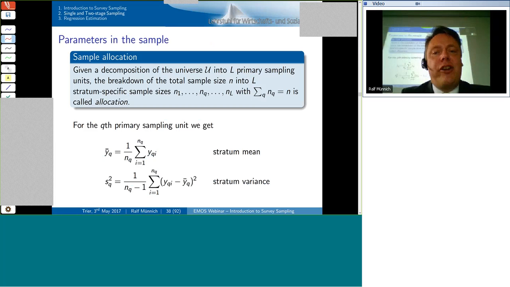Given a decomposition of the universe into L primary sampling units, the breakdown of the total sample size, small n, into L stratum specific sample sizes, n1 to nL, is called allocation. Don't forget, the total sample size is still fixed like in simple random sampling. But the problem is, how many would you sample in the first, the second, and third stratum, and so forth? And that's the so-called sample allocation problem.